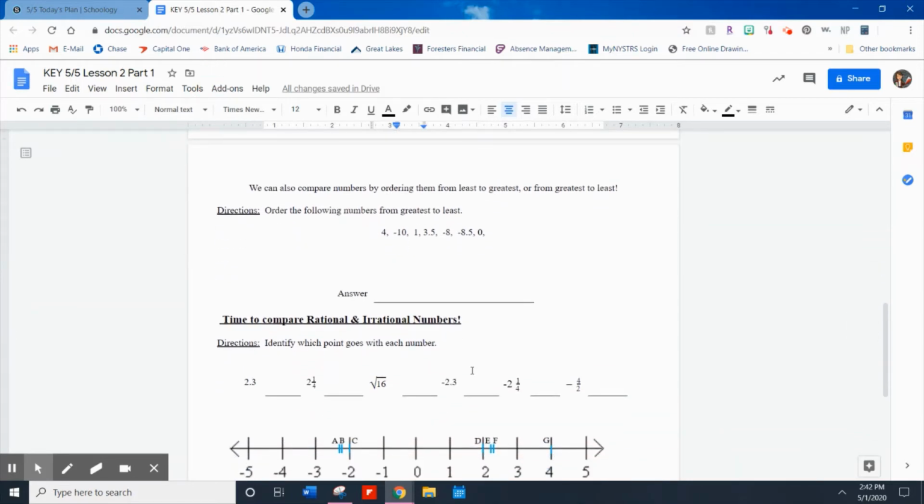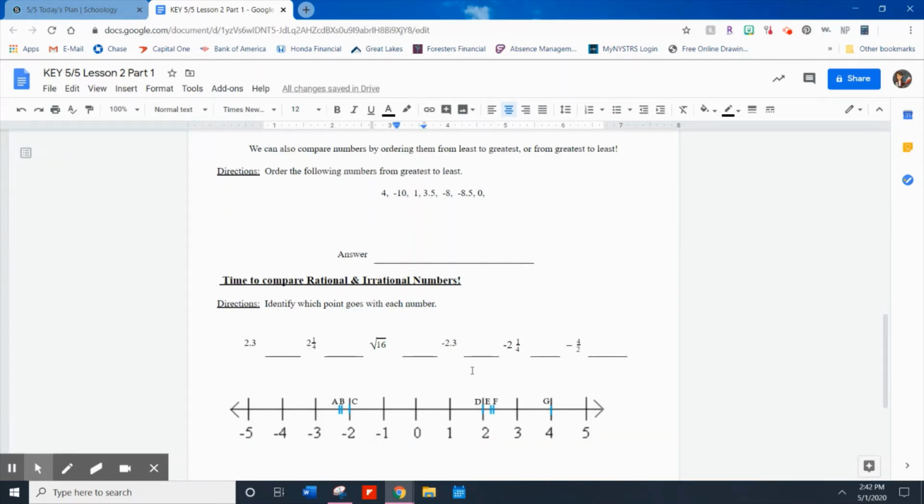We can also compare numbers by ordering them from least to greatest. This is the last method for ordering. So order the following numbers from greatest to least. Now, if you notice, all of these numbers so far have been pretty simple to work with. They've been integers or decimal numbers. We're going to get to rationals and irrationals, more complex numbers, in a little bit. Okay, so order the following numbers from greatest to least.